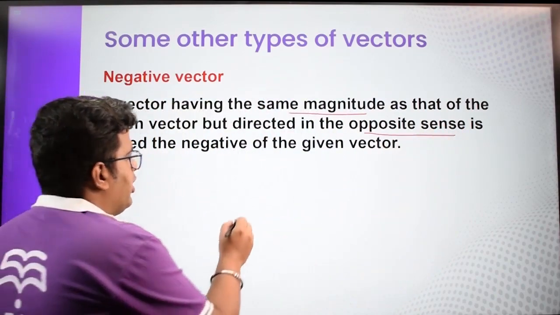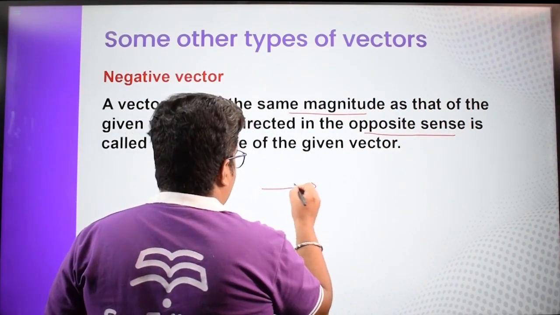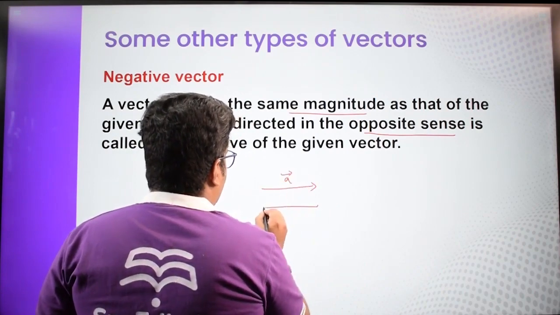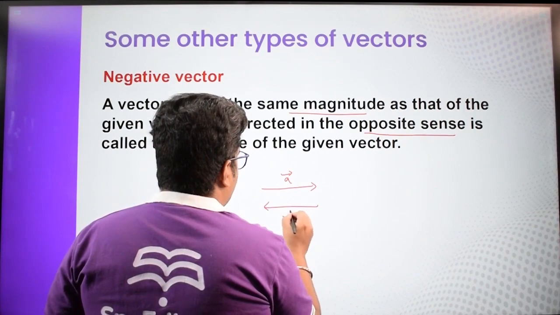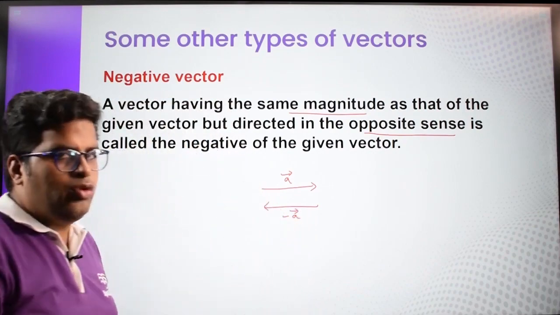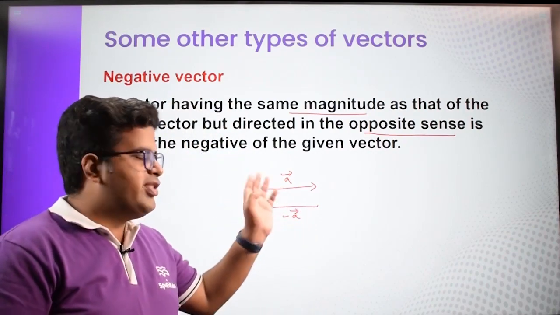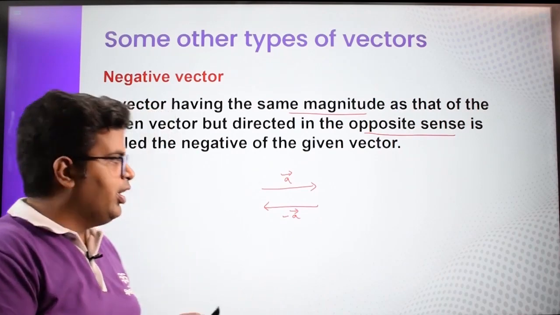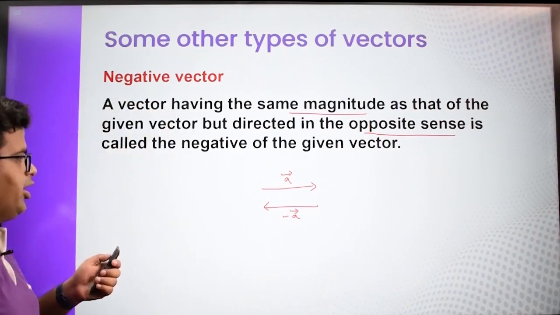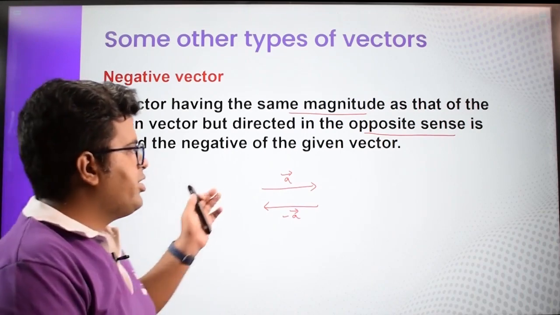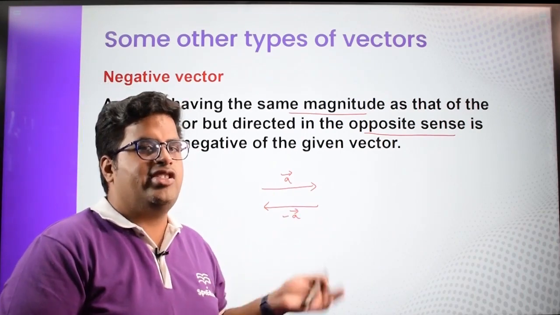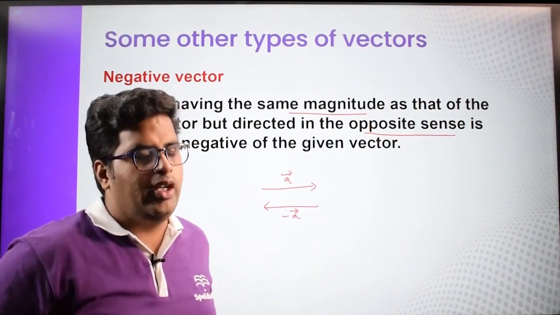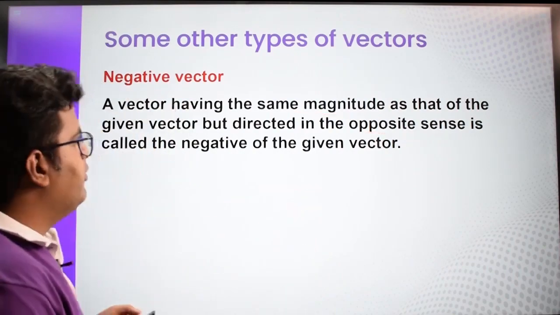For example, if I have a vector like this, the negative of this vector is going to be this. What's interesting in these two is that they are of the same magnitude but their direction is just opposite. Fine. So that is going to be the negative of a vector. It means if you multiply a vector by minus, you are changing its direction and the magnitude remains the same, right?